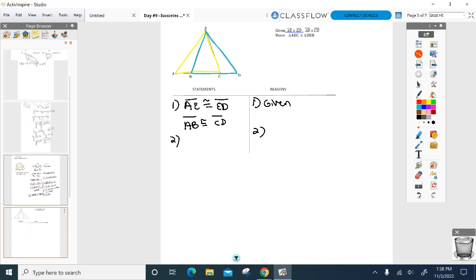Ready? Let's go through the givens. Can I count them as sides or angles? AE congruent to ED. Can I count those as a pair of sides? Yes, I can. That's a full pair of sides in each of those triangles. I'm proving congruent. All right, let's go to the other pair now. Can I count AB congruent to CD as a pair of sides? Nope. Well, I'll use them, but I can't count them.